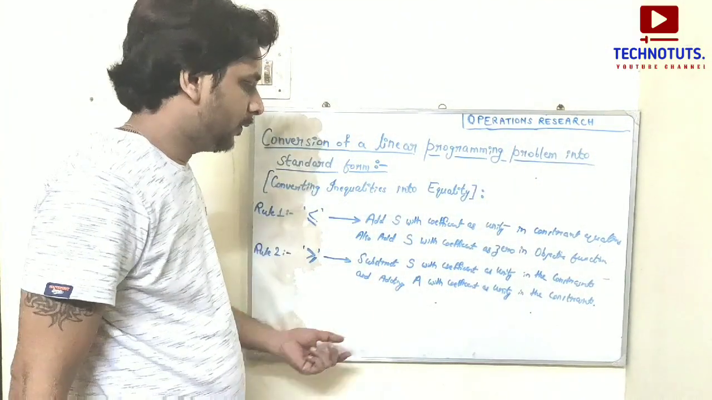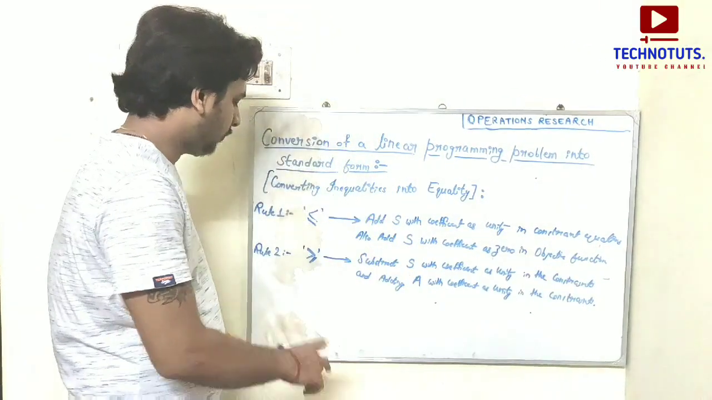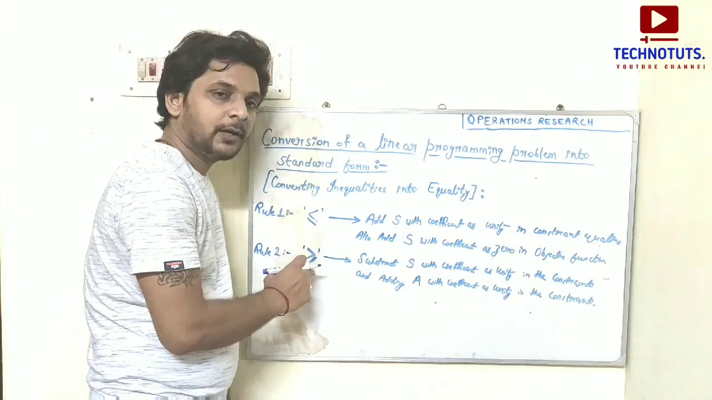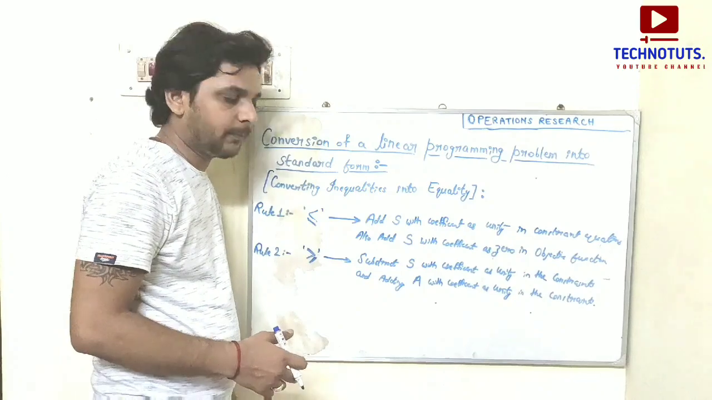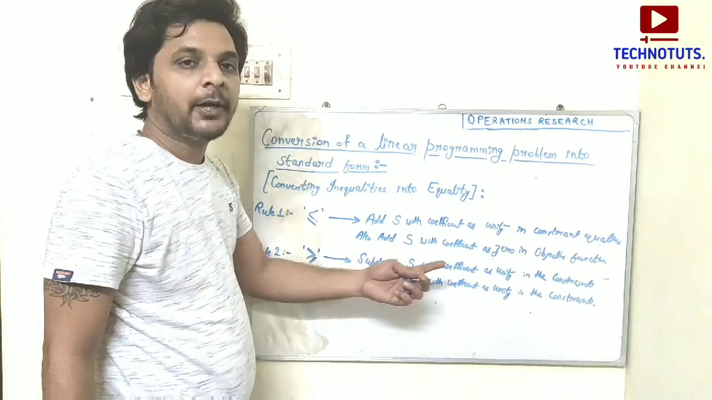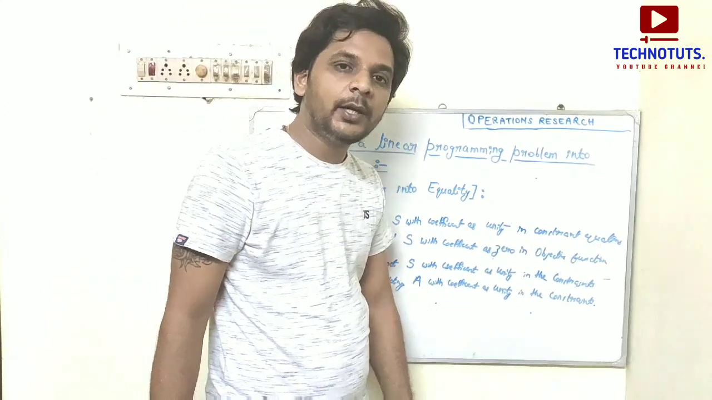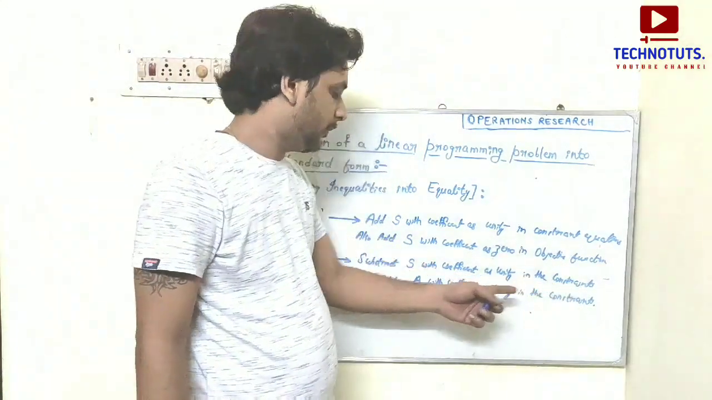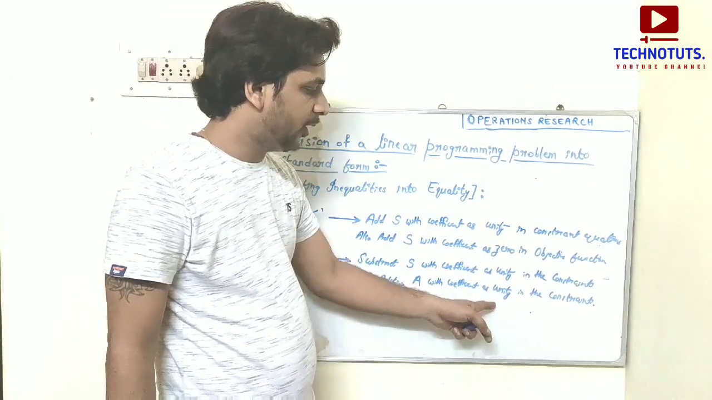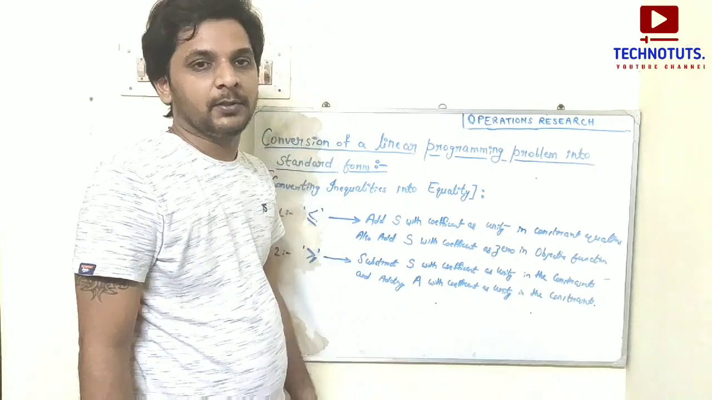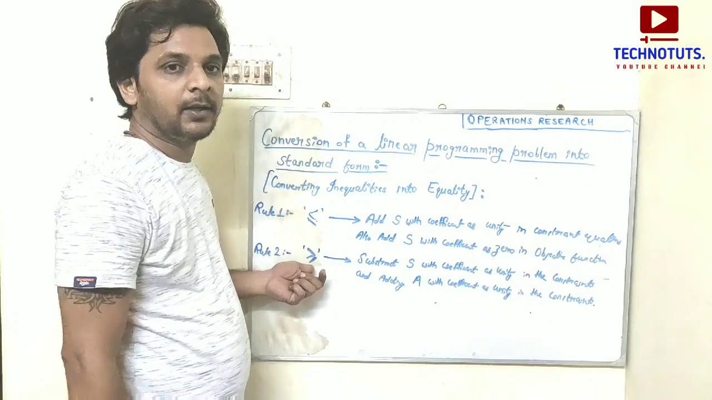This rule we have discussed only for the constraints equation. So what does rule number 2 say? Wherever the greater than or equal to sign appears in the linear programming problem, this inequality can be converted into equality by subtracting a slack variable s with coefficient unity in the constraints equation and adding artificial variable a with coefficient as unity in that particular constraints equation, wherever this greater than or equal to sign appears in the equation.